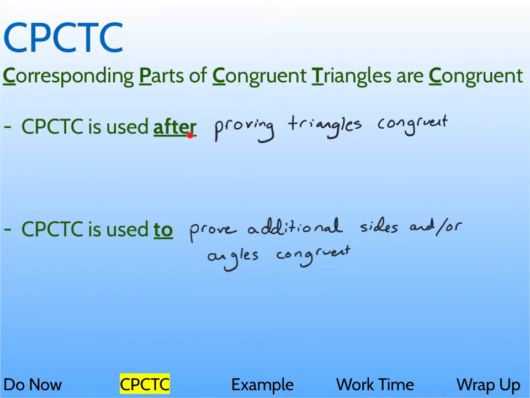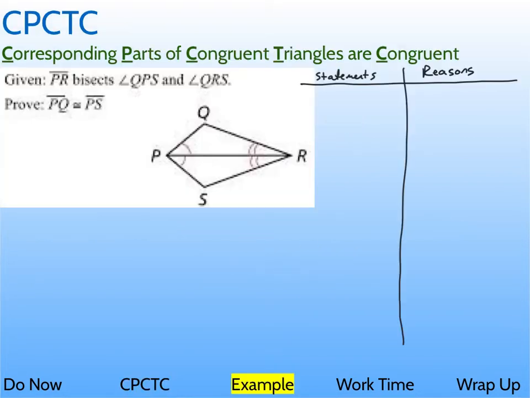So you're going to need some sides and angles just to prove that the triangles are congruent in the first place. But then after you know the triangles are congruent, you can get the other sides and angles that you didn't already use to prove the triangles congruent. And you can just prove that those are congruent to each other. So let's look at an example.